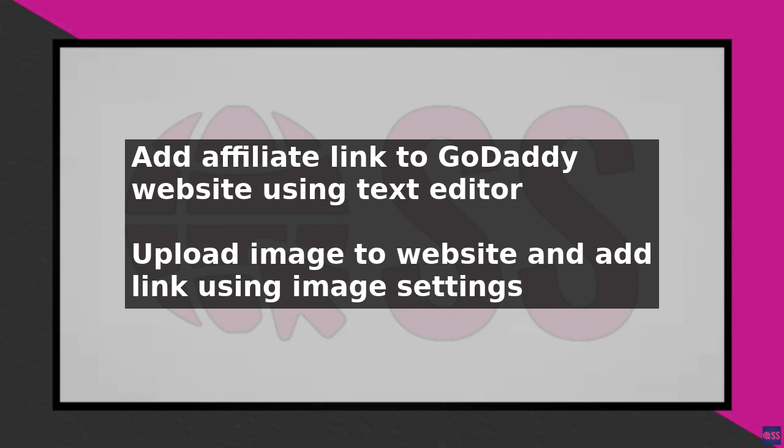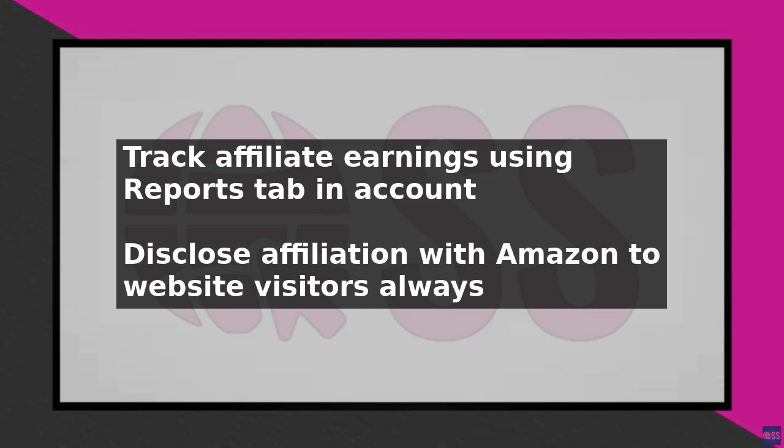To track your affiliate earnings, navigate to the Reports tab in your Amazon Associates account. Here you can view your earnings, track your affiliate links, and optimize your affiliate marketing strategy.